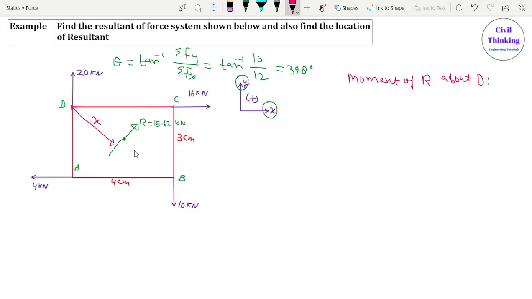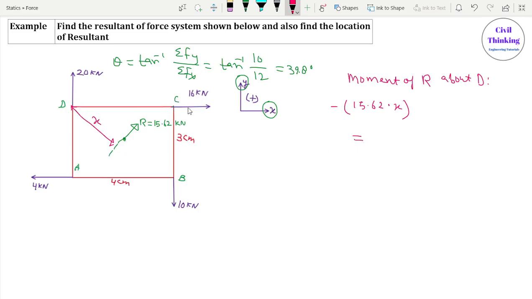Moment of resultant about point D is equal to the moment of all the forces, because this resultant is because of these forces, right? So the moment of resultant about point D is equal to the moment of all these forces about point D. The moment of resultant about point D is anti-clockwise, so I will write negative R, which is 15.62, multiplied by x. This is the moment of resultant about point D. It is equal to the moment of all the forces about point D.